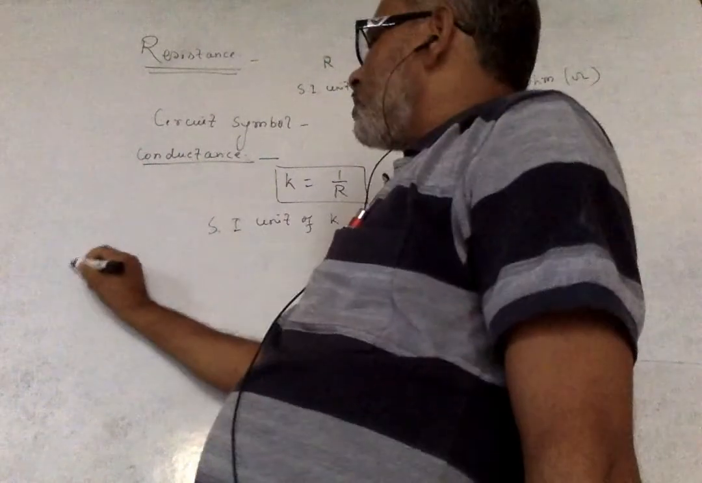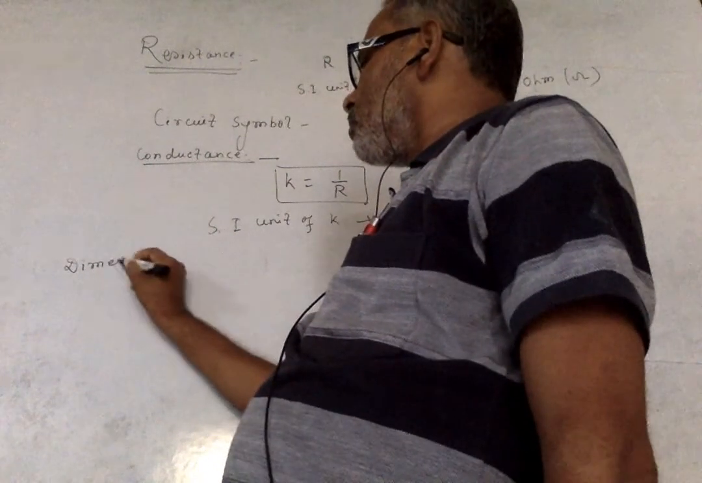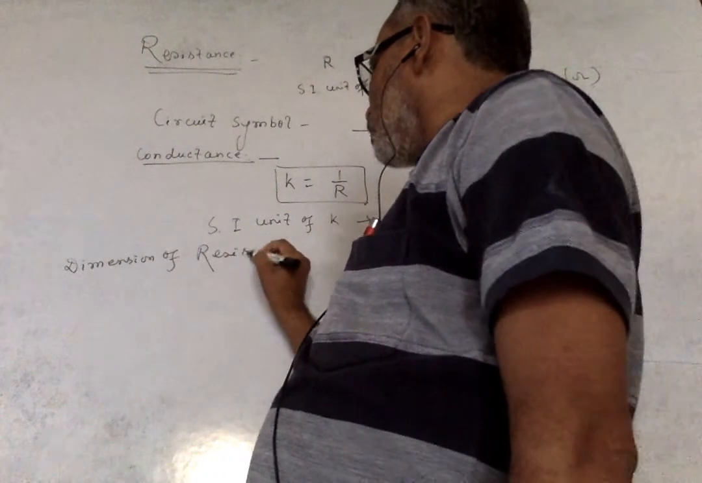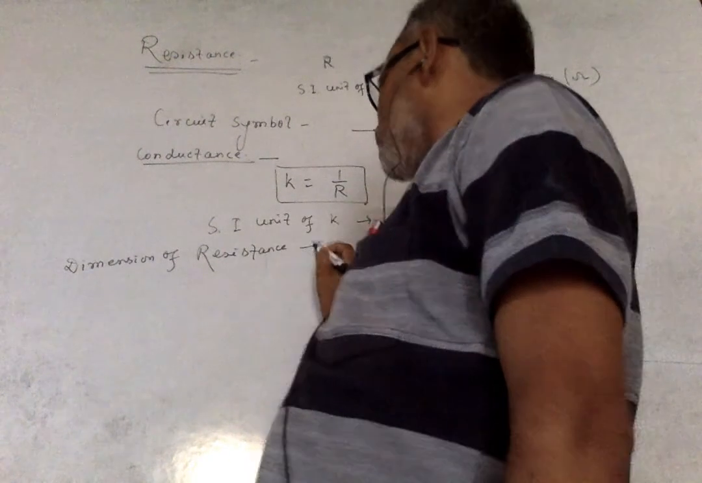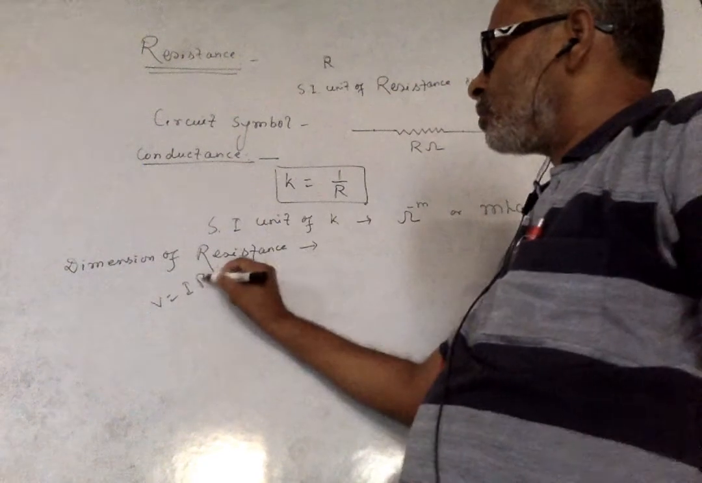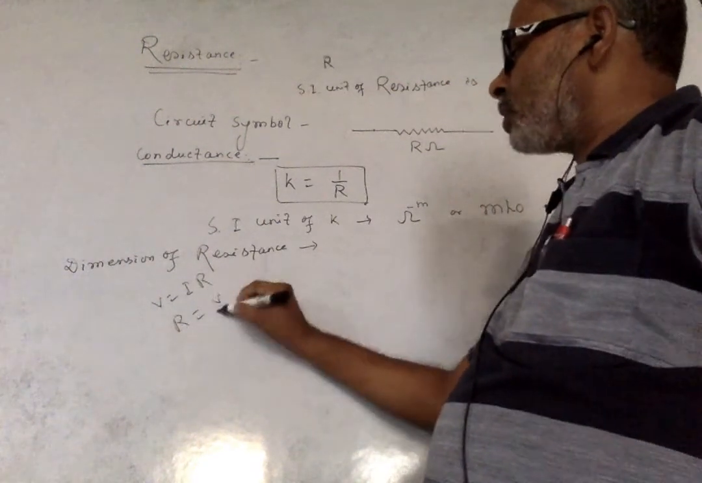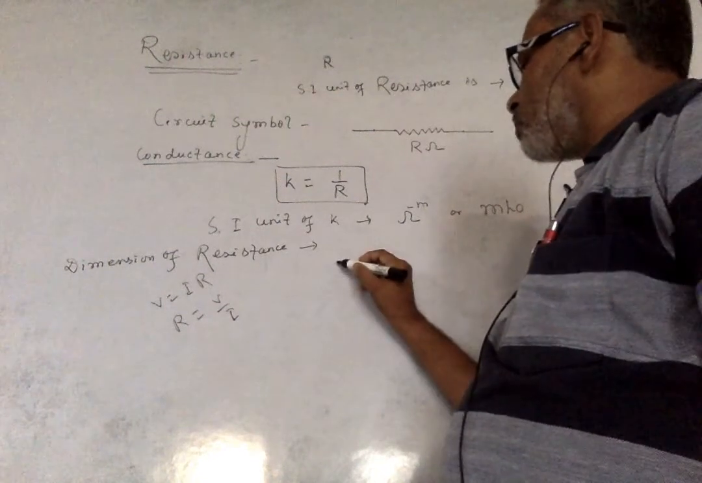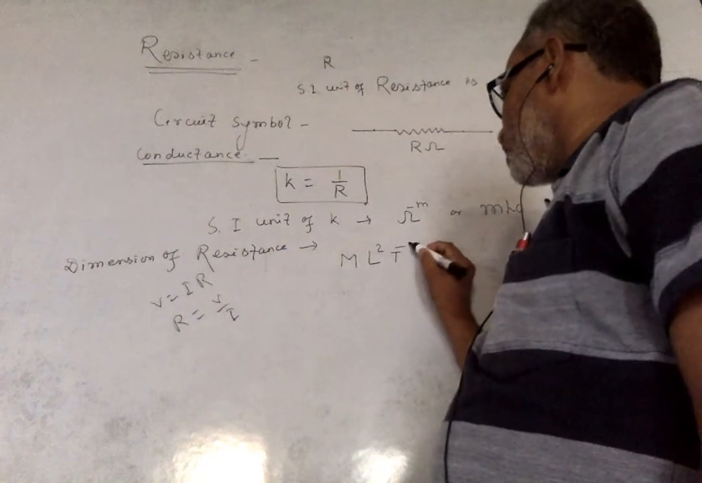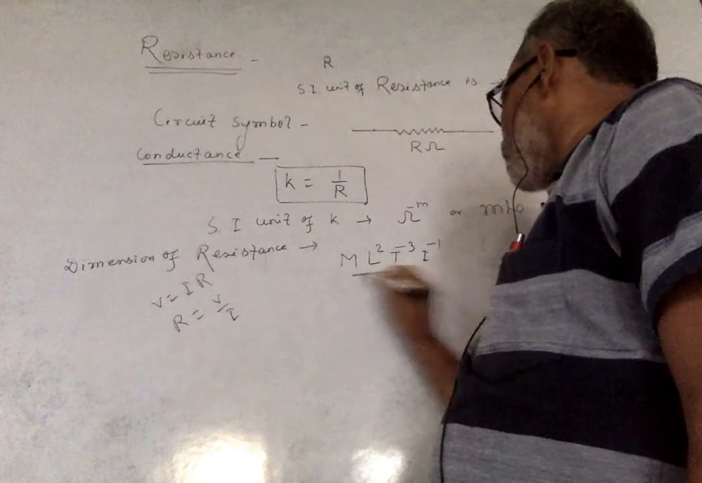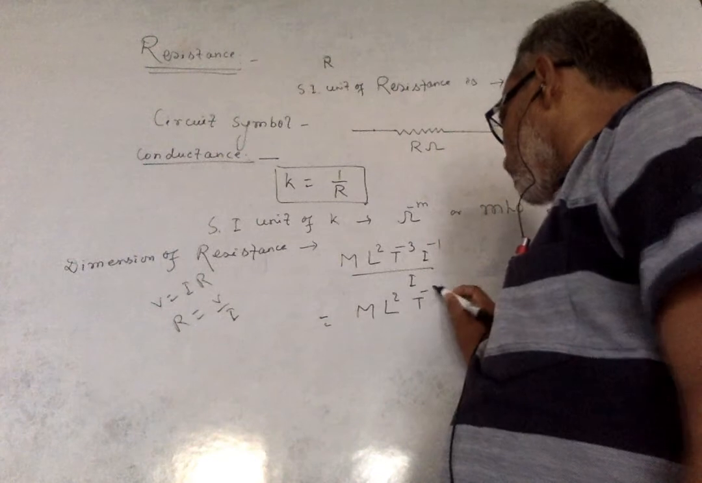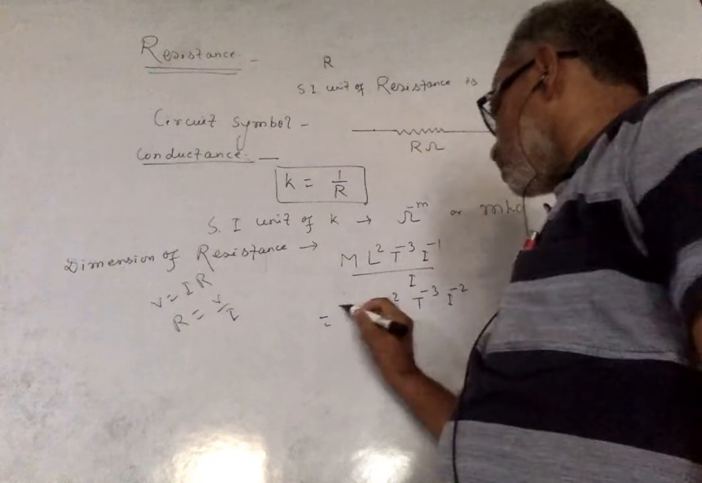The dimension of resistance. We have V equal to IR, so R equal to V by I. Dimension of V is M L2 T minus 3 I minus 1, so the dimension of R is M L2 T minus 3 I minus 2.